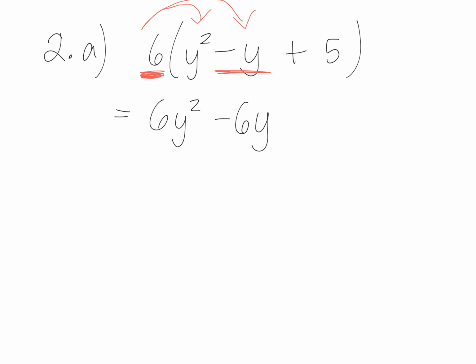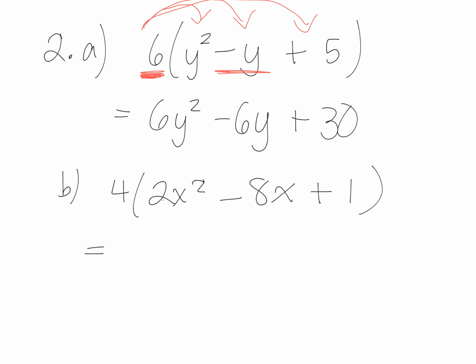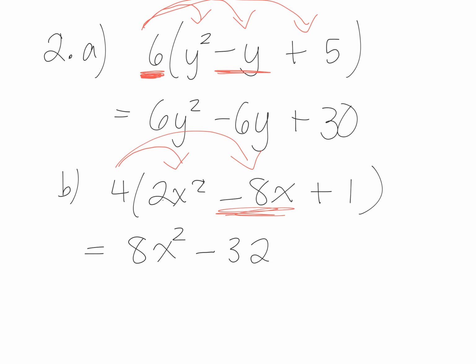Good. 6 times positive 5 is positive 30. Yes, now 4 times 2 is 8x squared. And then 4 times negative 8x is negative 32x. Perfect. And then 4 times positive 1 is positive 4.